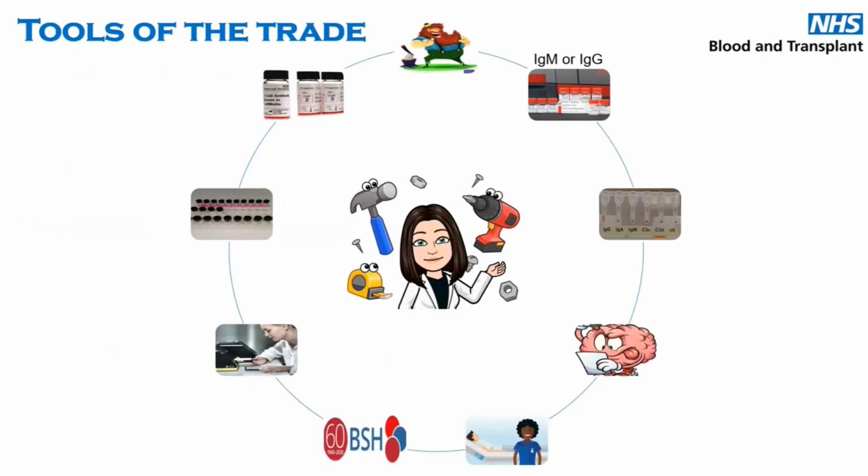So here I've got some tools of the trade. We've already discussed antibody panels, we've discussed screening, we've talked about papainization. You can also phenotype your patient. So if you find out that they've made an antibody, you can find out whether it's an autoantibody or an alloantibody.